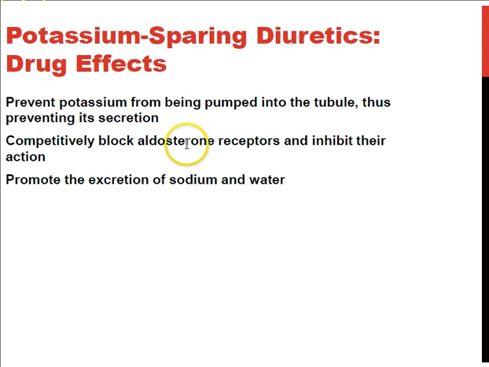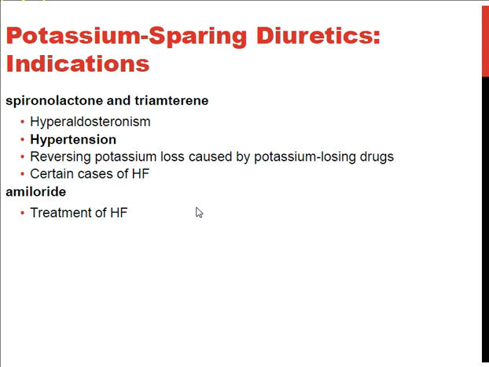So what's the drug effect? We prevent potassium from being pumped in the tubules and secreted, so we keep potassium. We block aldosterone, and I'll talk a little bit more about that later, but we like the fact that they block aldosterone, and it also promotes excretion of sodium and water, which is what all diuretics do. So why do we use them? We use them in hypertension. We use them to reverse potassium loss caused by diuretics that cause us to lose potassium. It used to be, not so much anymore, but in some ways today, we would give potassium-sparing diuretics in addition to a loop diuretic just for the purpose of holding on to potassium.